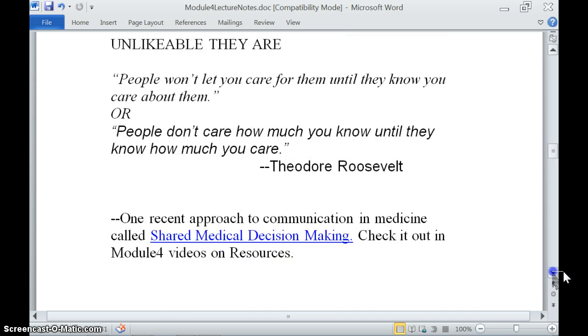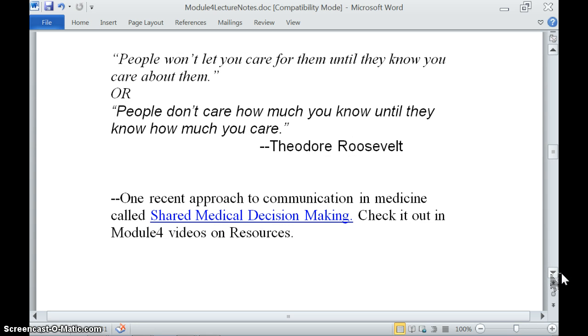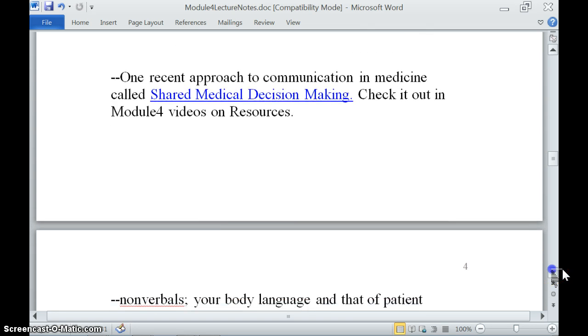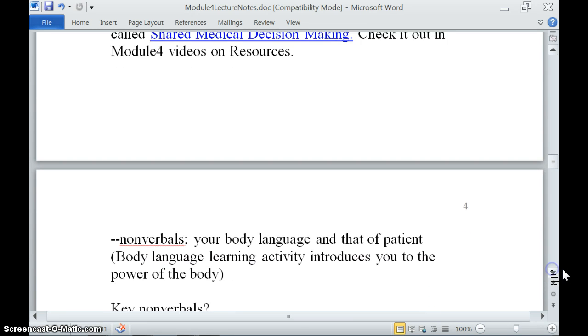There are a few approaches out there that are a little more recent, over the last five to six years. One approach is called shared medical decision making. There's a good video. It's not very long. You can check it out in the resources in Module 4. I think maybe Dartmouth uses this. Their medical school uses this a lot, with the patient and the provider collaboratively figuring out some diagnosis or treatment of certain conditions. You should check that out to give you a better understanding of this sharing of decision making.